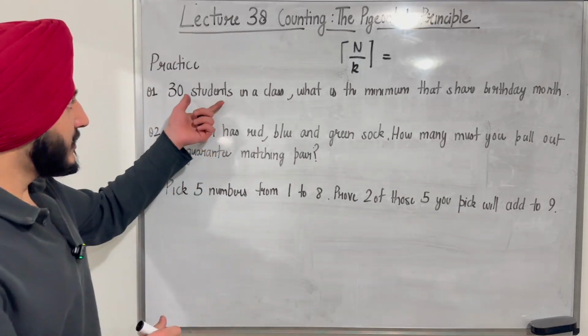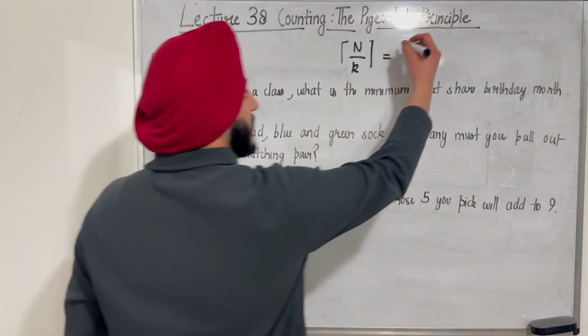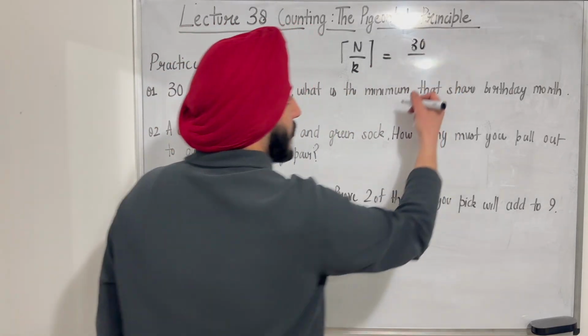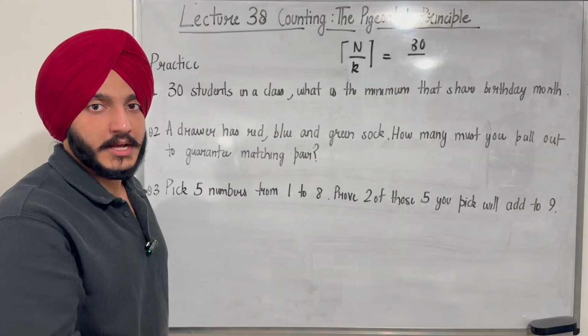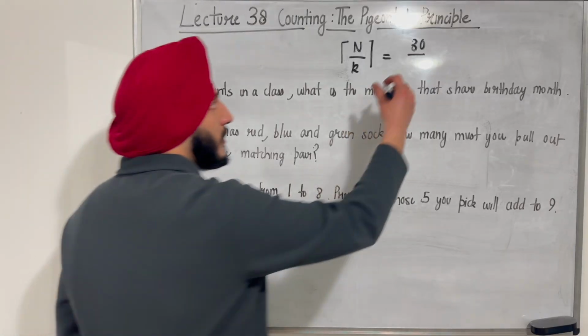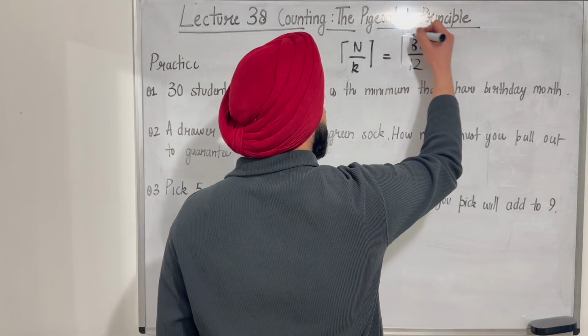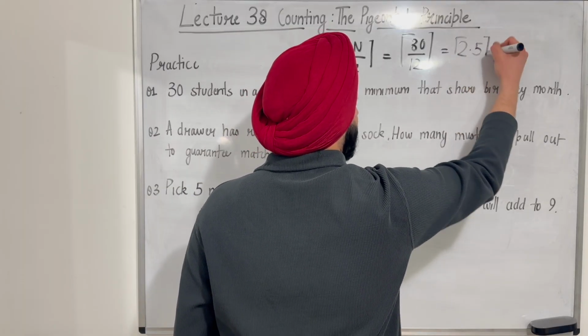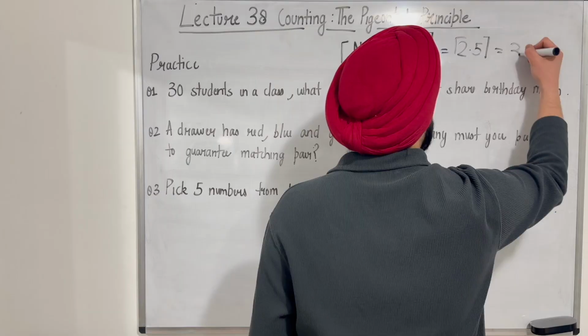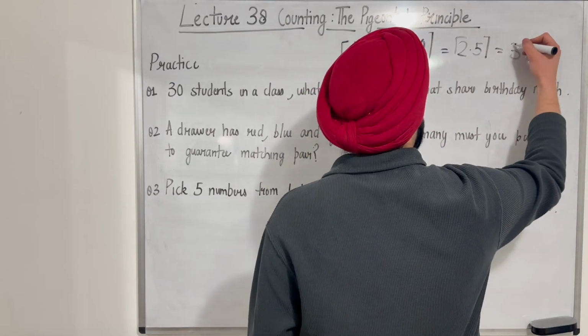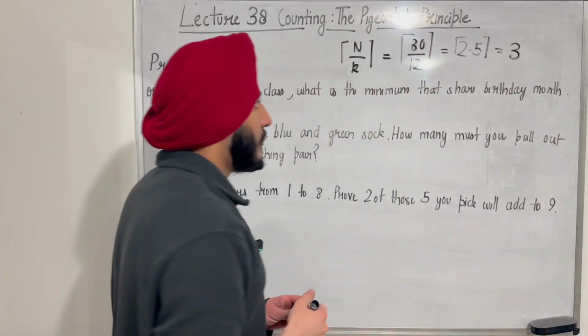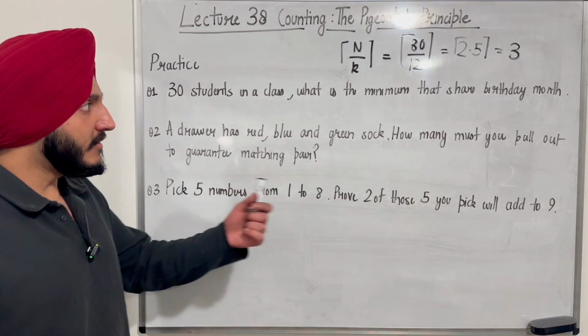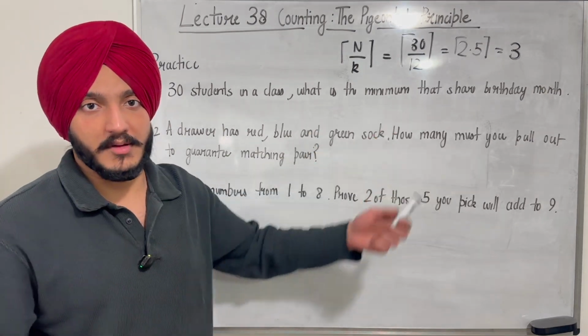So students in our case would be our n. And what would be our k? K would be the months, right? And we have total 12 months, so that would be 12 in this case. So this would be 2.5 to the ceiling, and this would be 3 as the final answer. Yeah. So what this would mean is that there's at least 3 people that would share their birthday month, right?